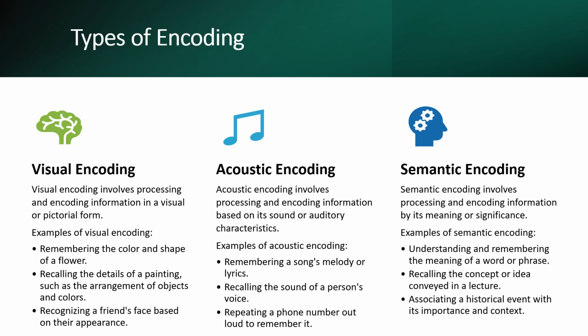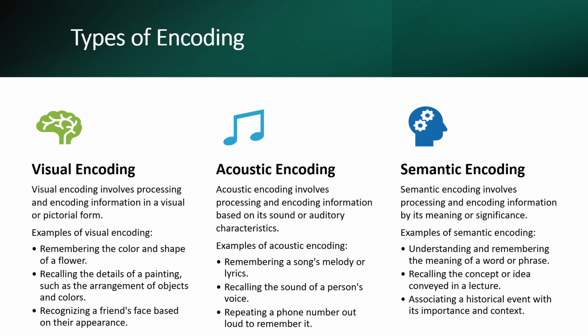Acoustic encoding. Acoustic encoding involves processing and encoding information based on sounds or auditory characteristics. Examples of acoustic encoding: remembering a song, melody, or lyrics, recalling the sound of a person's voice, repeating a phone number aloud to remember it.